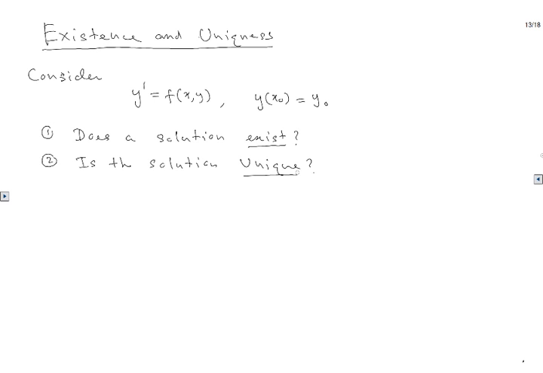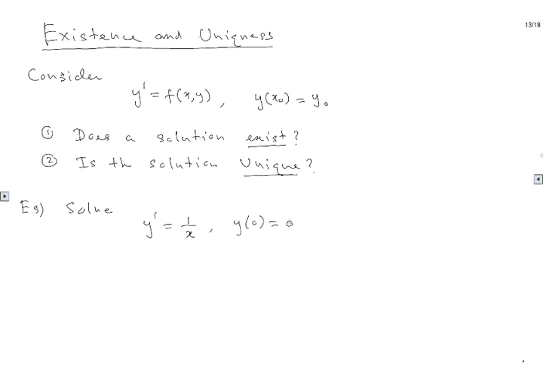So let's try to get the idea. Let's try to solve this problem. Let's say y prime equals 1 over x, along with y of 0 equals 0. You can see that it looks very innocent. You have y prime equals 1 over x, and then there's the initial condition y of 0 equals 0. So let's try to do the technique. This is a very simple looking problem.